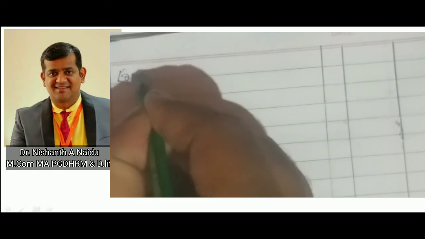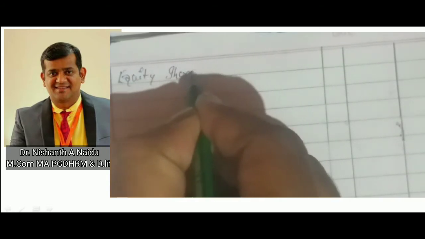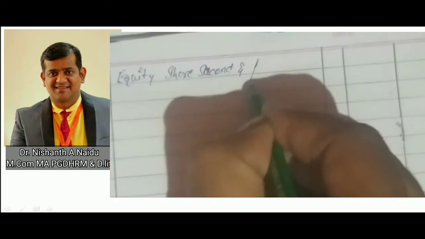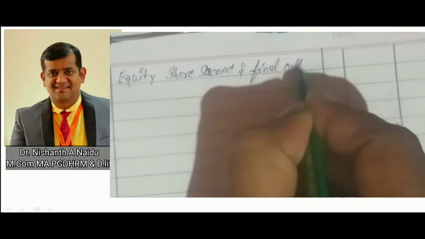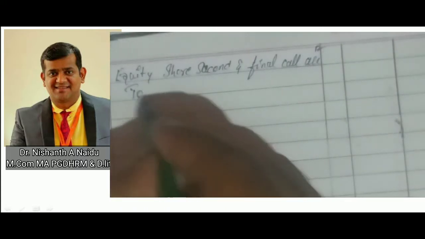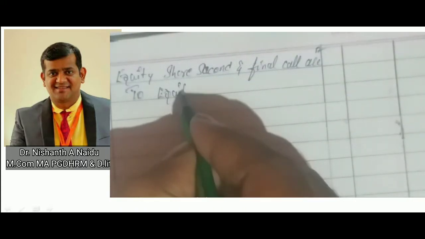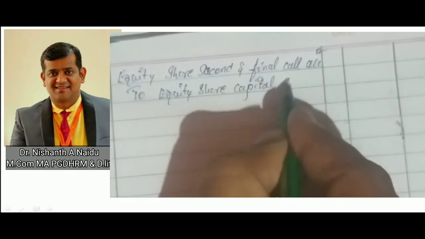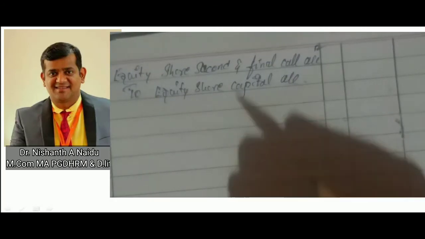Now I'm moving to the seventh entry, which is for second and final call money due. Equity share second and final call account debtor to equity share capital account.